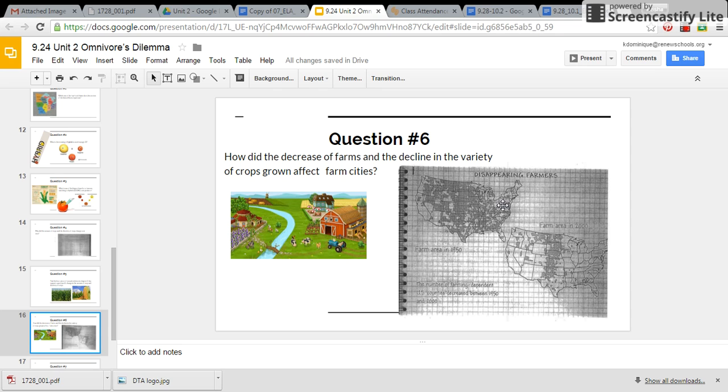So the question says, how did the decrease of farms and the decline in the variety of crops grown affect farm cities? I hope you chose the correct answer, but the explanation or example can be found on page 28, where it gives Naylor's farming city, Greene County, as an example. It says the town of Churston in the center of the county is like a ghost town.